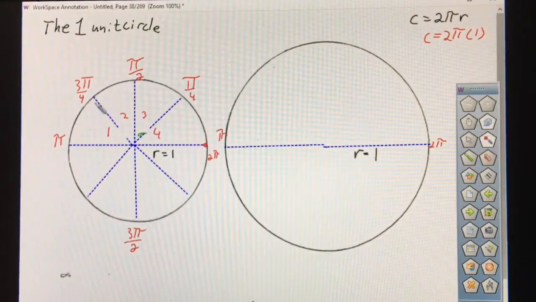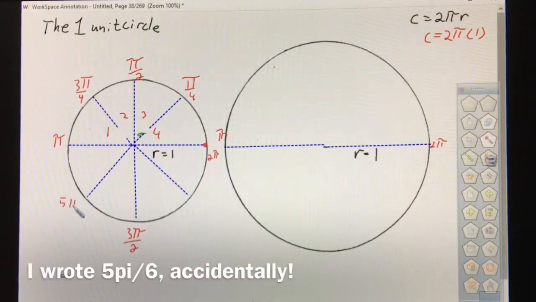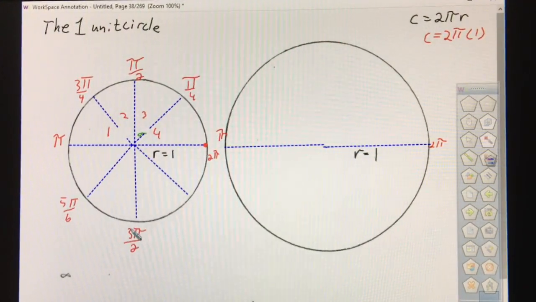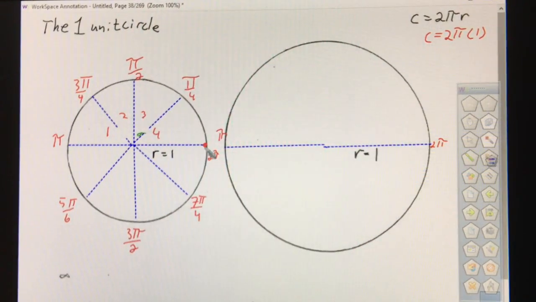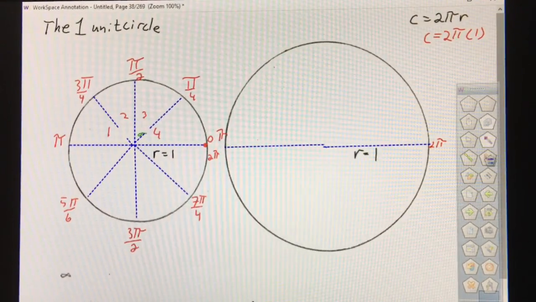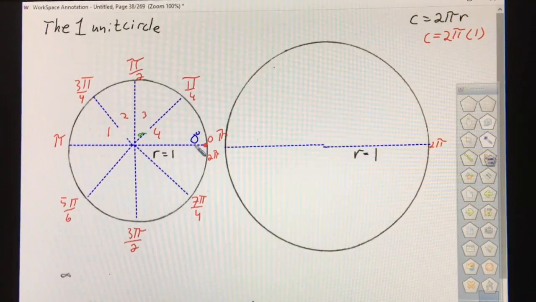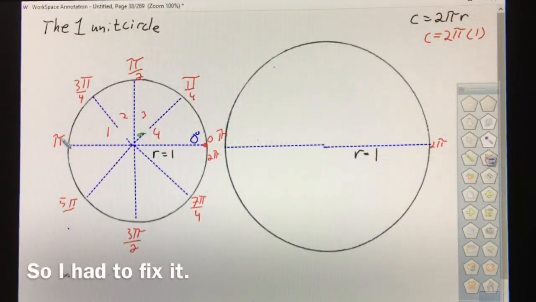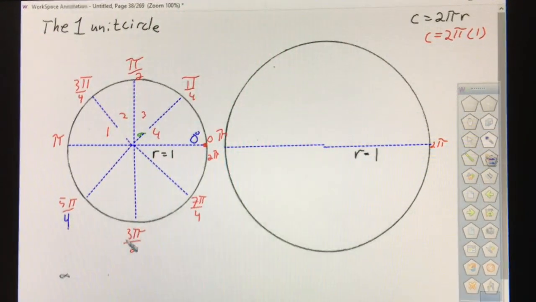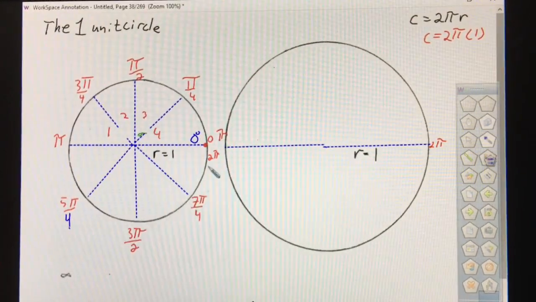Starting here, 1 pi over 4, 2 pi over 4, 3 pi over 4, 4 pi over 4, 5 pi over 4, 6 pi over 4, it is already simplified. 7 pi over 4, 8 pi over 4 equals 2 pi. If you want to name this as 0 radians, you may. Now I'm going to deal with degrees. This is 0 degrees. 1 pi over 4, 2 pi over 4 already simplified, 3 pi over 4, 4 pi over 4 already simplified, 5 pi over 4, 6 pi over 4, 7 pi over 4, 8 pi over 4 simplifies to 2 pi.